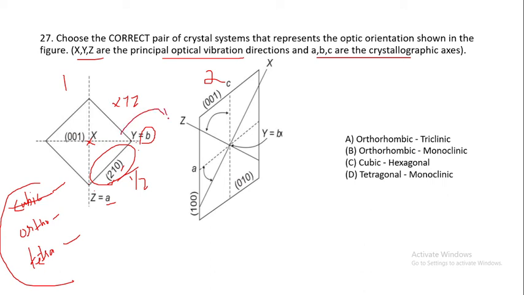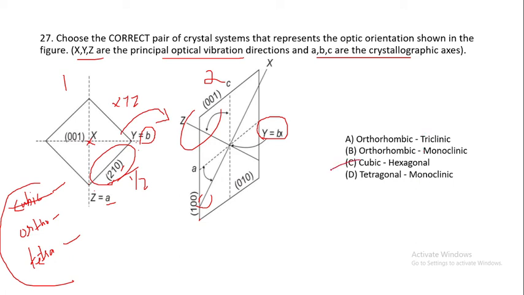Then, moving to this image. Here you can see Y meets B, but it is not meeting the Z axis, and the X axis is also not meeting. That is, they are not intercepting or coinciding. So it is monoclinic, not triclinic. The doubt here is whether it is monoclinic or triclinic.